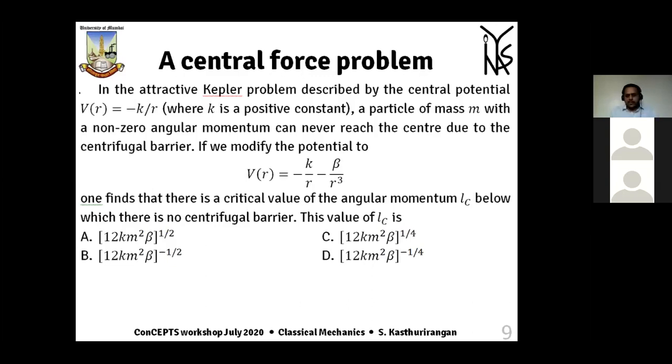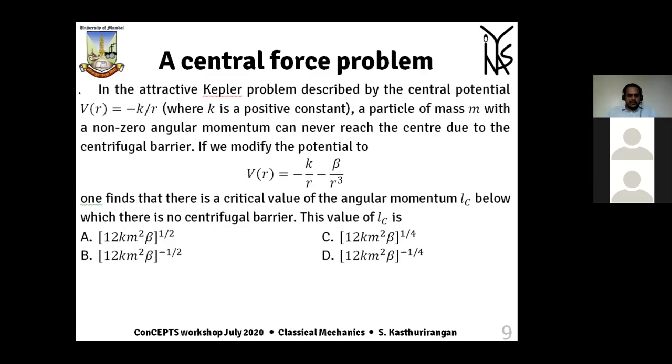This particular problem, let me read out. In the attractive Kepler problem described by the central potential V equals minus K by r, for example the gravitational potential, where K is a positive constant, a particle of mass m with non-zero angular momentum can never reach the center due to the centrifugal barrier. This you know, that if you try to move towards the center, the centripetal force acts and pushes you away.